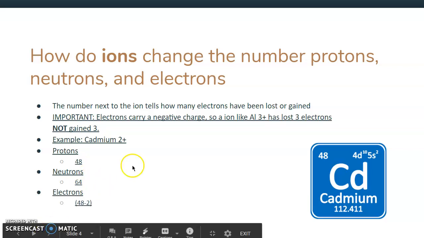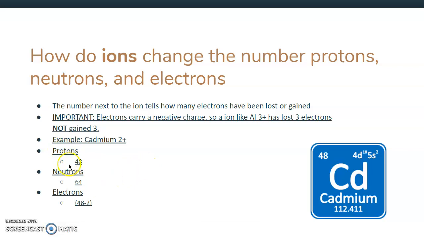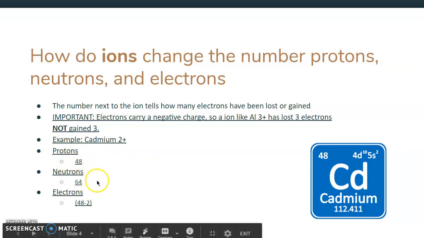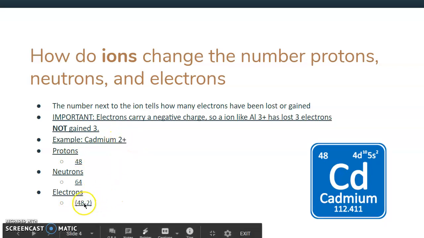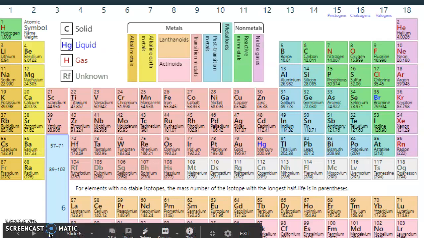And then our electrons. Our protons and neutrons are calculated the same way for ions as before. Our electrons, on the other hand, usually match our number of protons. But since we have cadmium 2+, we know that we have lost 2 electrons. So we are usually at 48, but we are at 46 total for this example.